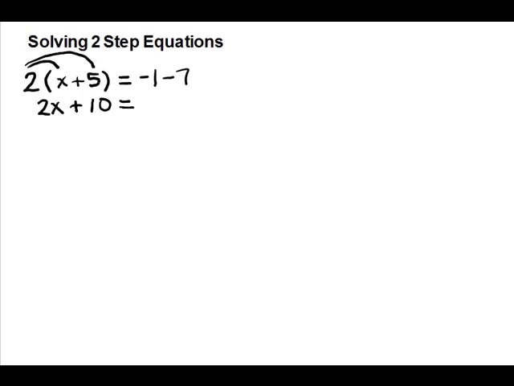Now we'll simplify on the right. So negative 1 and a negative 7, like signs, add and keep the sign. And now we have a 2-step equation to solve. So we're going to go on this side with the x, and first we'll take off the 10. It's added. So we're going to subtract it from both sides.